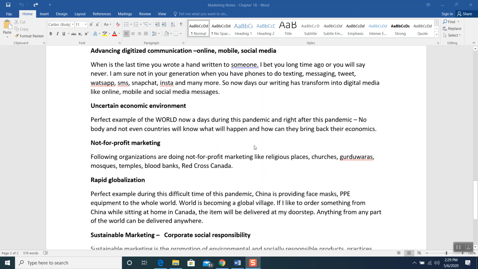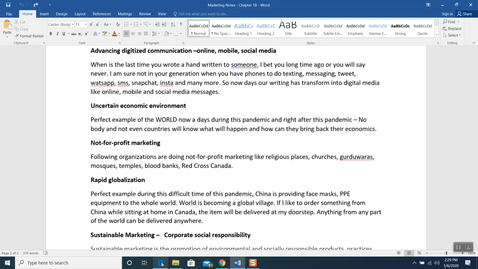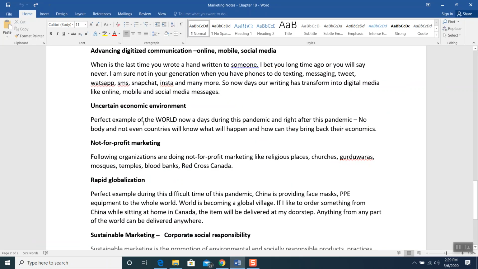Number two, uncertain economic environment. Okay, so uncertain, a perfect example of the word nowadays, during this pandemic and right after this pandemic. Nobody, not even countries, will know what will happen and how they can get their economies back on their feet. So this is called uncertain economic environment.